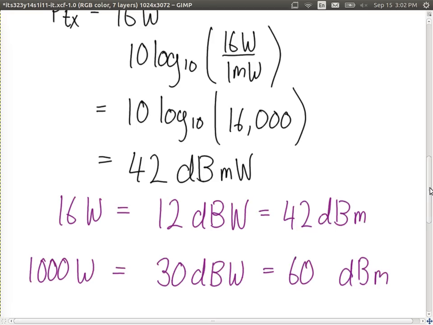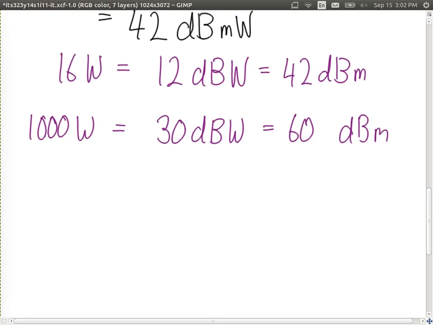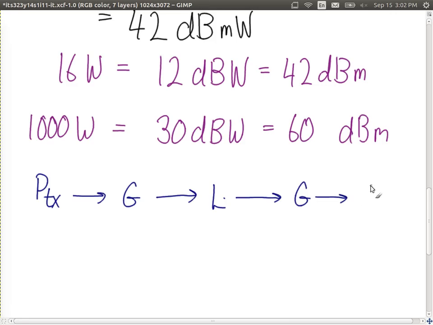Let's finish with one last example. We have a transmit power into some system which has a gain, G. Then a component has a loss. I think we did this example before. And a gain. And then we receive. What do we have as values before?